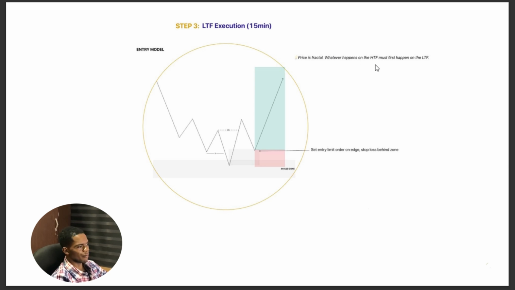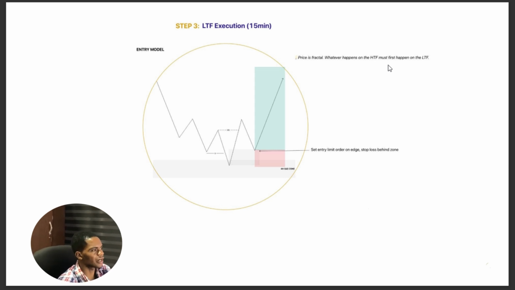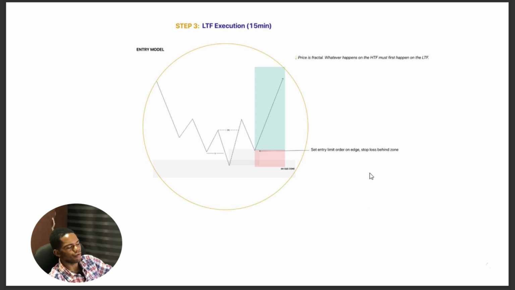Remember, when we started, we built our narrative on the higher time frame, which is the 4-hour time frame, and then we zoomed down to the 15-minute time frame. Now over here, we set an entry limit order and place our stop loss behind this zone. If we could enter, this is where we would have entered our buy, and then place our stop loss below our demand.